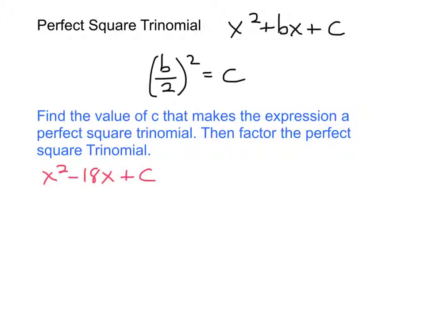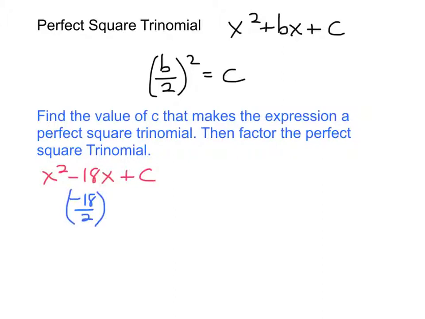Okay, let's practice this again on another problem. We have x squared minus 18x plus c. First we have to find what number for c would make this into a perfect square trinomial. To do that, we take this middle number, negative 18, and divide it by 2. So negative 18 divided by 2 would be negative 9.